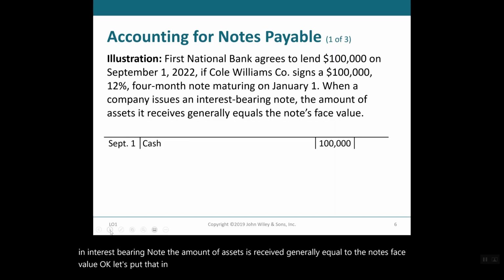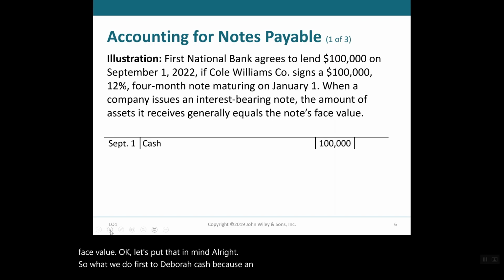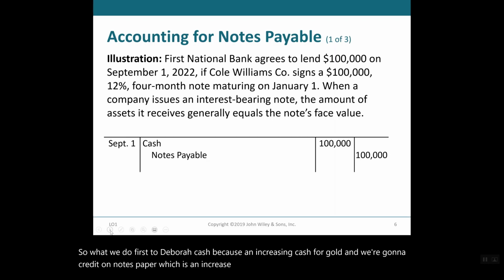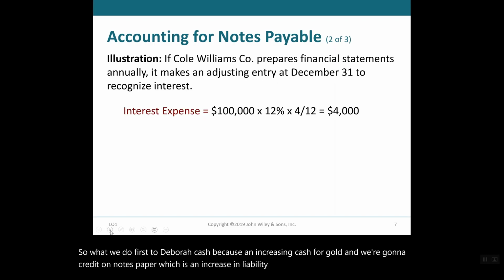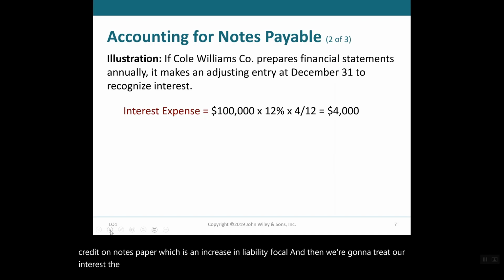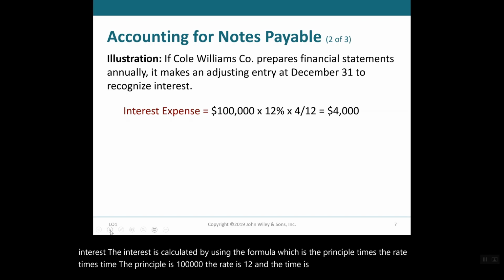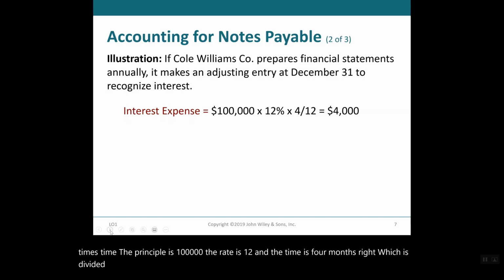All right, so what we do first is debit our cash because it's an increase in cash for Cole, and we credit our notes payable, which is an increase in liability for Cole. And then we're going to treat our interest. The interest is calculated by using the formula: principal times rate times time. The principal is 100,000, the rate is 12%, and the time is 4 months, divided by the 12 months in 1 year.